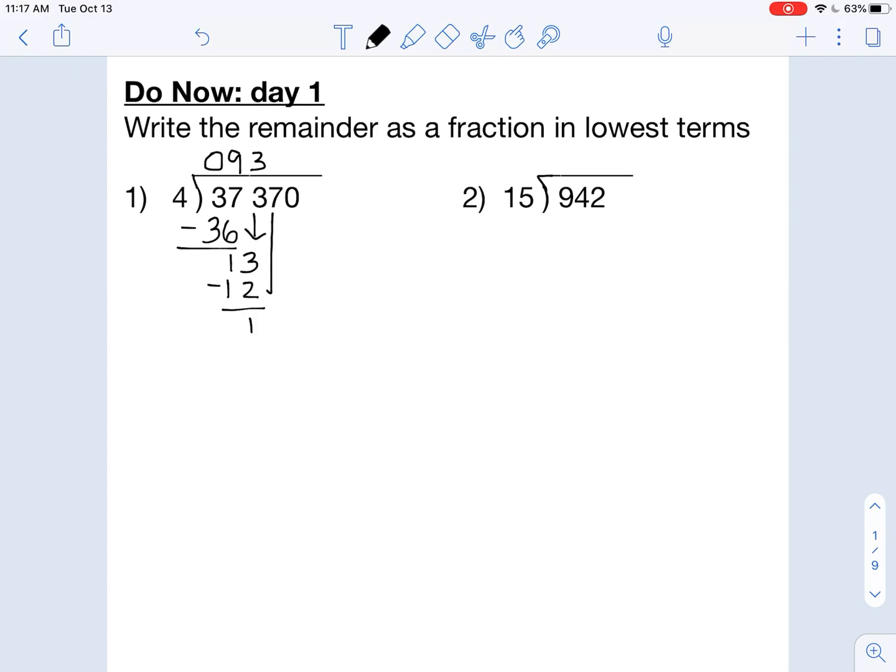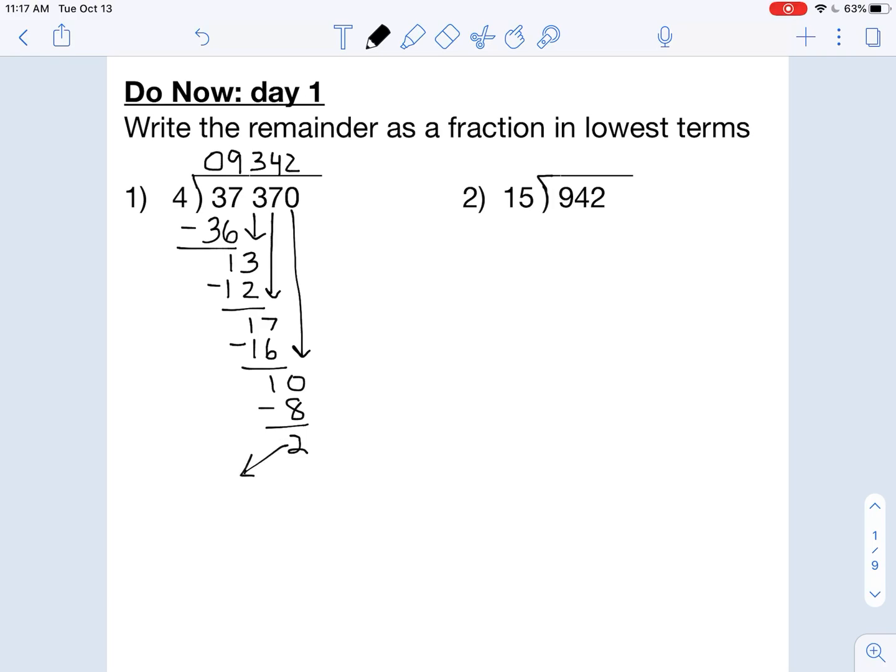We're going to bring the 7 down. 4 goes into 17 4 times. That's 16. And when we subtract, we have a difference of 1. So we're going to bring the 0 down. 4 goes into 10 2 times. That's 8. And when we subtract, we have a difference of 2.